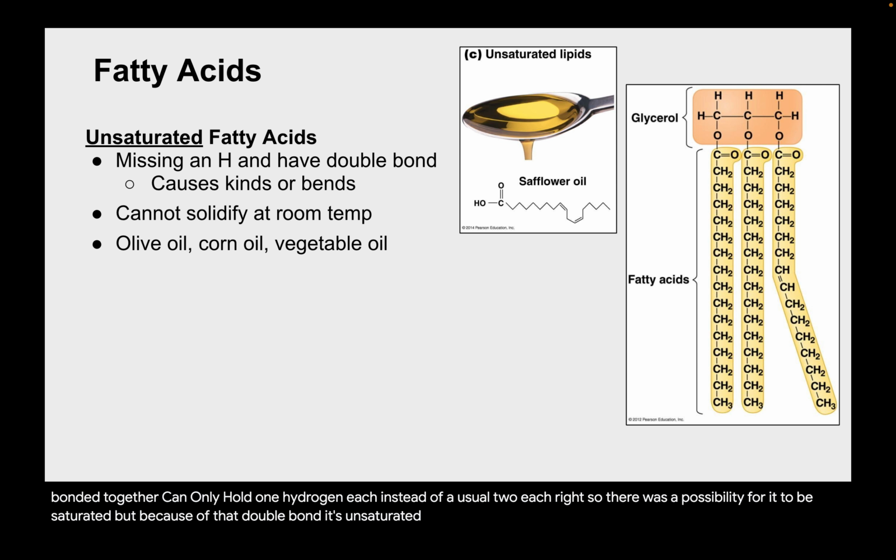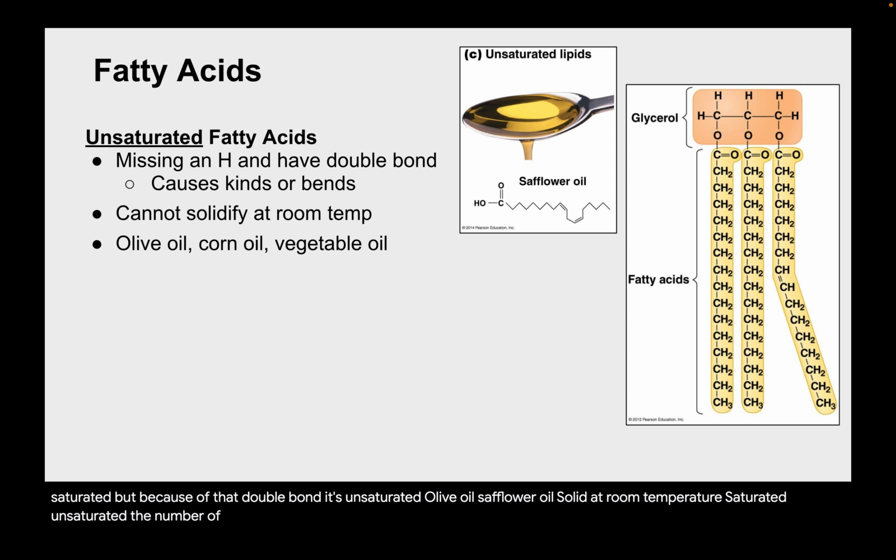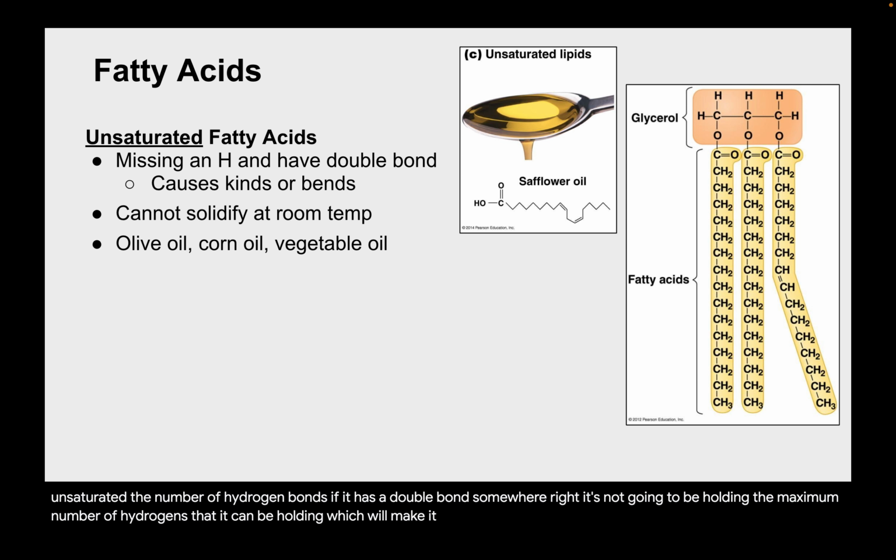These tend to be a lot of oils, like canola oil, olive oil, safflower oil. Oils that are not solid at room temperature. The biggest difference between saturated and unsaturated is the number of hydrogens. If it has a double bond somewhere, it's not going to be holding the maximum number of hydrogens that it can be holding, which will make it unsaturated.